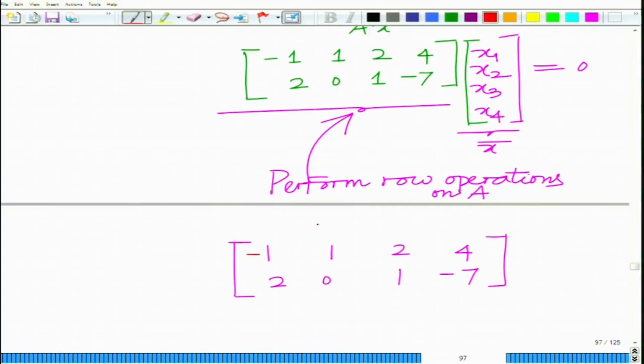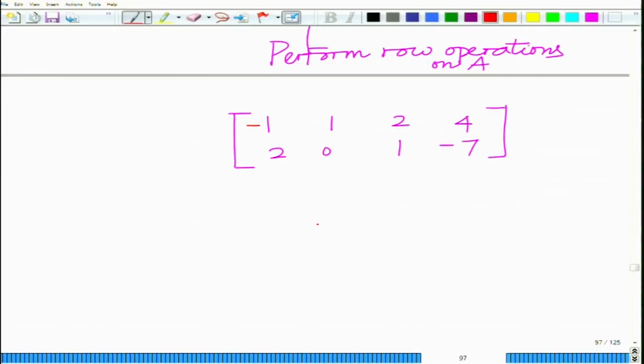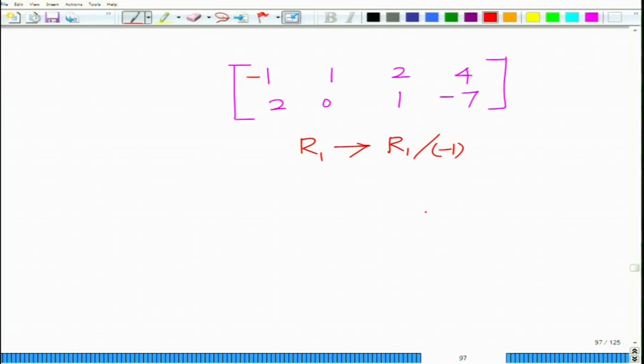Minus 1, 1, 2, 4, 2, 0, 1, minus 1. So, first we will divide R1 by minus 1. So, this will equivalently become, well, when you divide by minus 1, this becomes 1, minus 1, minus 2, minus 4, 2, 0, minus 1, 7.